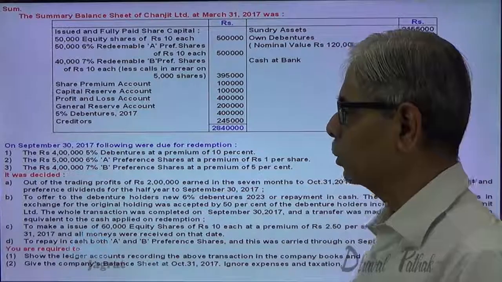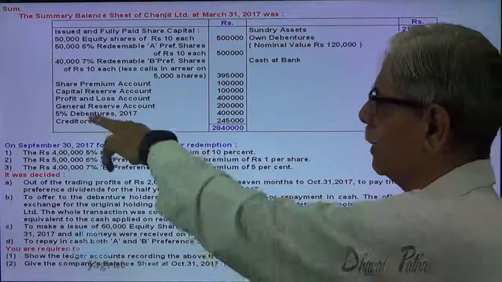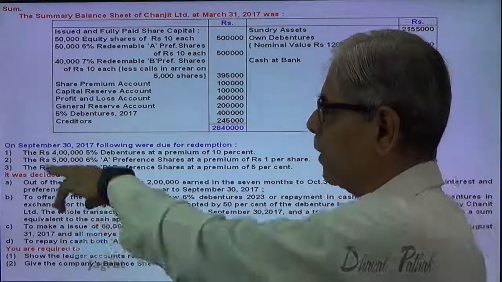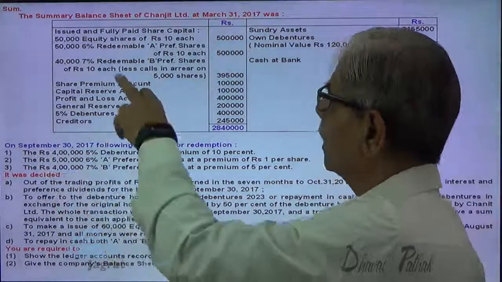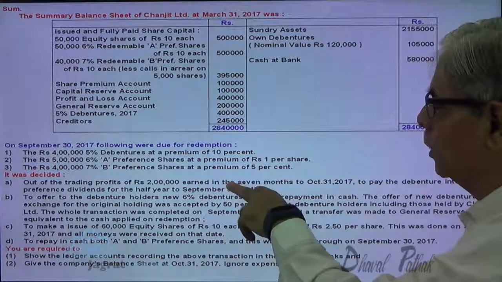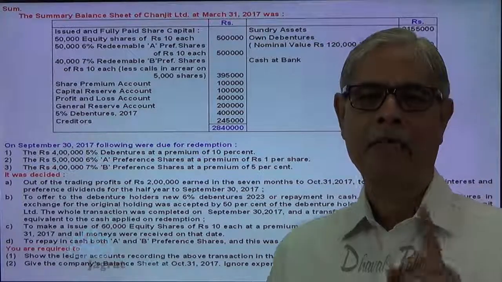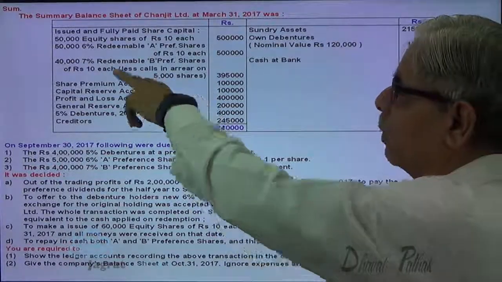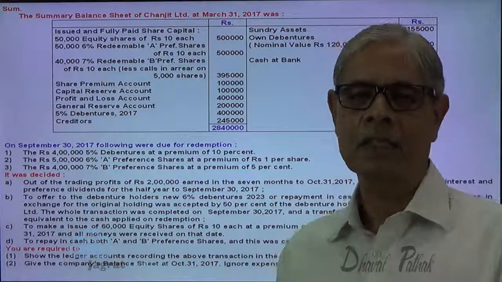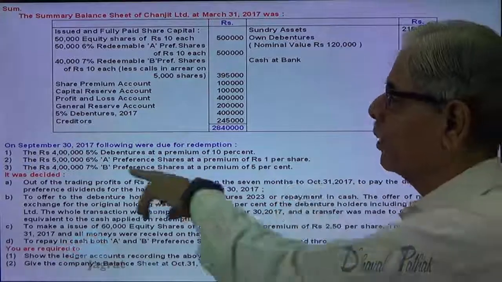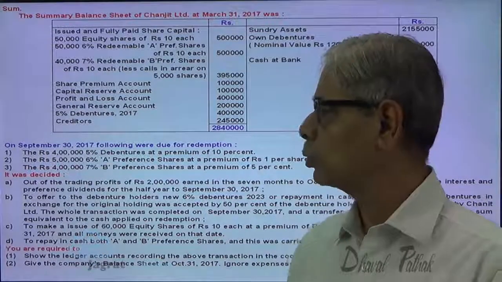On September 30th, 2017, the following were due for redemption. 4,05,000 debentures at a premium of 10%, so these debentures need to be redeemed. 5,06% A preference shares, so this is also required to be redeemed, and 4 lakh of the preference shares also require redemption, but you can't redeem partly paid up preference shares. So you can redeem out of this 4 lakh. You cannot redeem the preference shares on which the calls are in arrears. Though they are due for redemption, we are unable to redeem the preference shares on which the calls are in arrears. That's an important point to be noticed by the students.